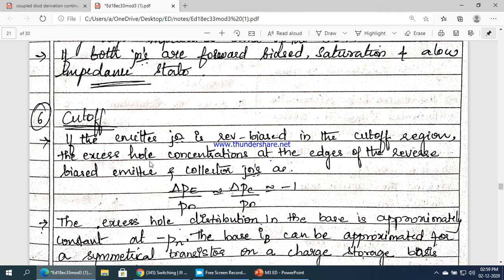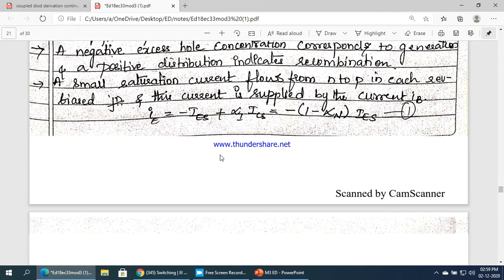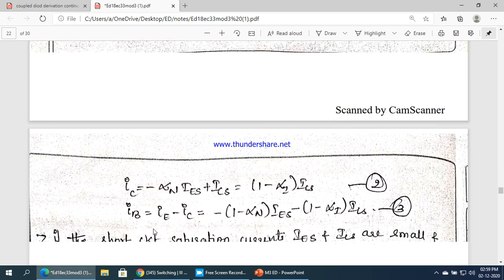See, whatever we explained in those particular slides is directly given over here. That is the cutoff region. Delta PE by PN as well as delta PC by PN is directly given as minus 1. Either you can write this or you can derive that also. And we derived all these three equations in the previous slide. So if you know these three equations, IE, IC, IB, you can directly write them over here.